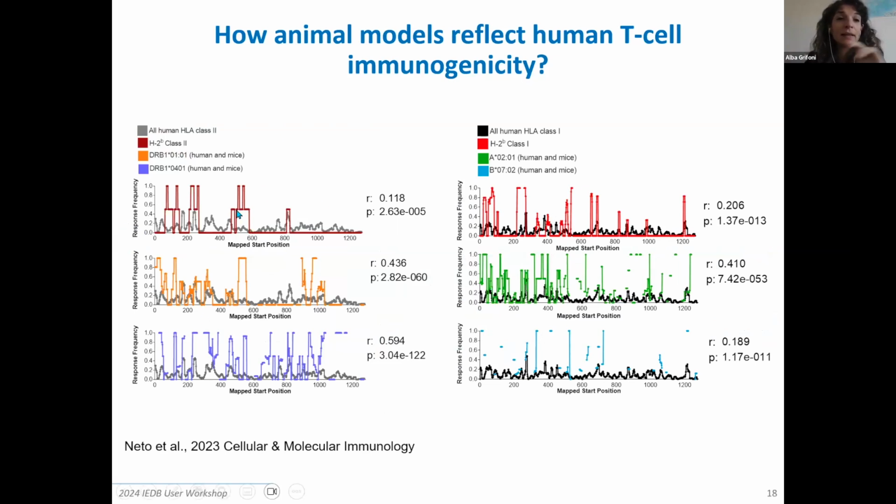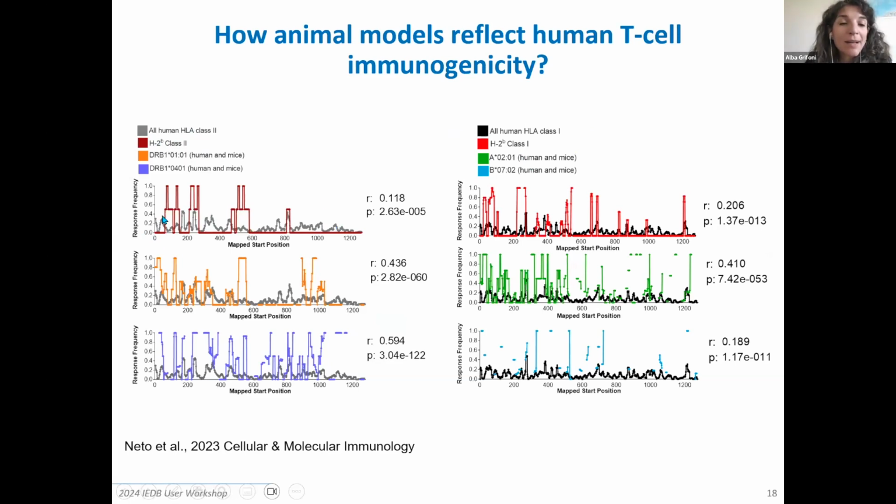On the left side, we're looking at HLA class 2, and on the right side, HLA class 1. The human HLA class 2 data are here in gray and show you the refined mapping that is very similar to the data I showed you before. Then we focus on the MHC class 2, H2B, in the context of mice, and we map again the overlay.